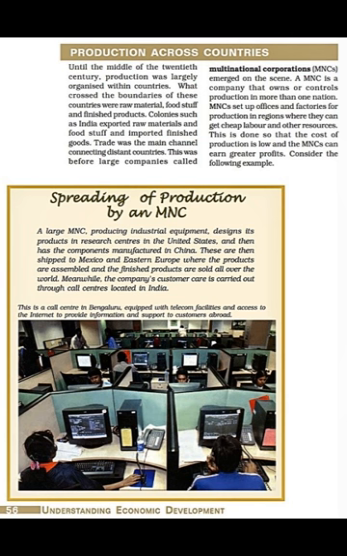So now let's see the example which is given, spreading of production by an MNC, how production is carried out by an MNC. A large MNC producing industrial equipment designs its products in the research center in the United States. So designing they do sitting in the research centers in the United States. Then they go for component manufacturing in China. So why China? Because surplus labor is available in China, that too at cheap rates.